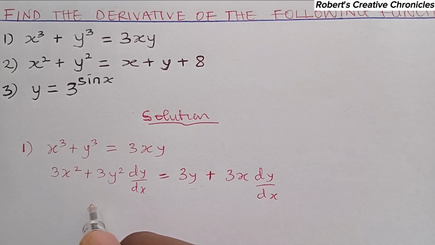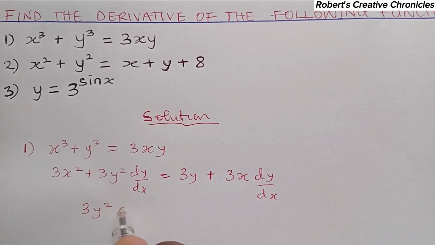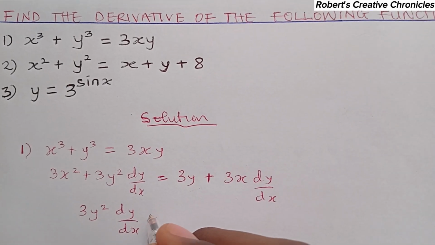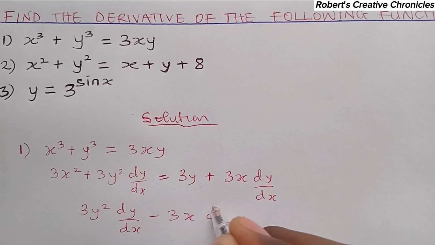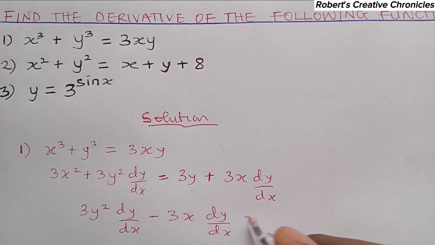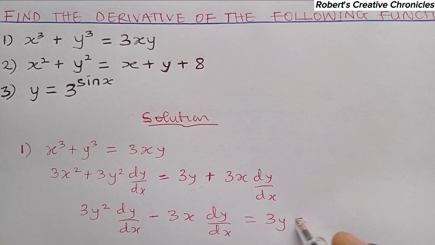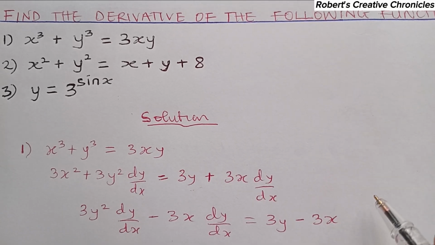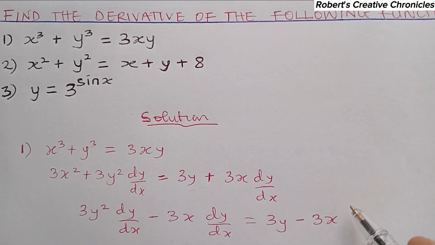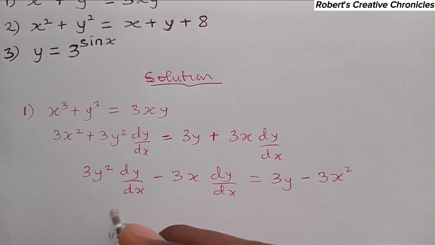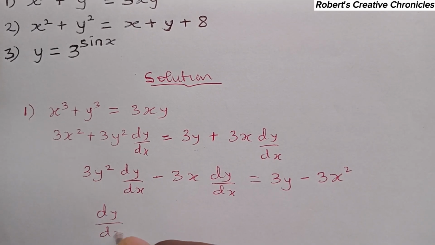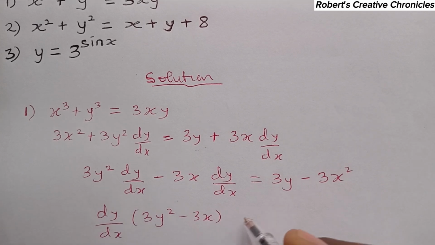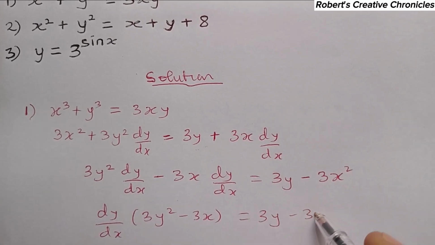So it will be 3y squared dy over dx minus 3x dy over dx is equals to 3y minus 3x squared. So now we factorize dy over dx. dy over dx times (3y squared minus 3x) is equals to 3y minus 3x squared.